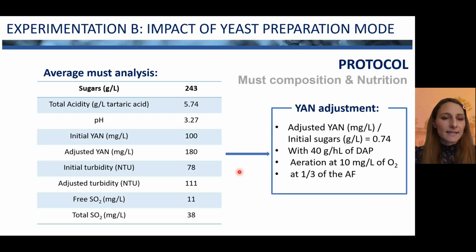The average must analysis, here you have the data. Like I said, it's slightly different. We have a concentration of sugar of 243 grams per liter. Again, here we adjusted the YAN from 100 to 180 ppm through the addition of DAP at 1/3 of the fermentation, and we adjusted the turbidity.